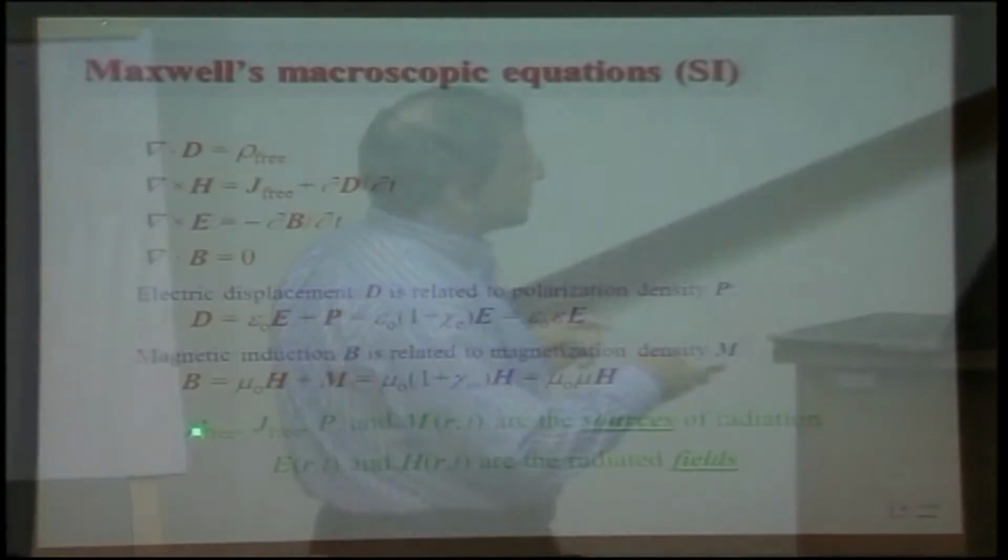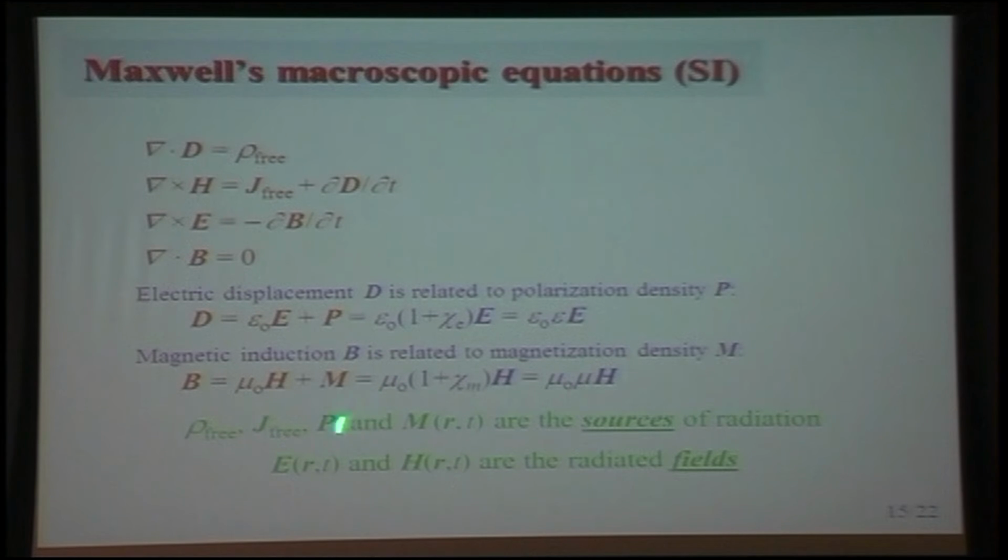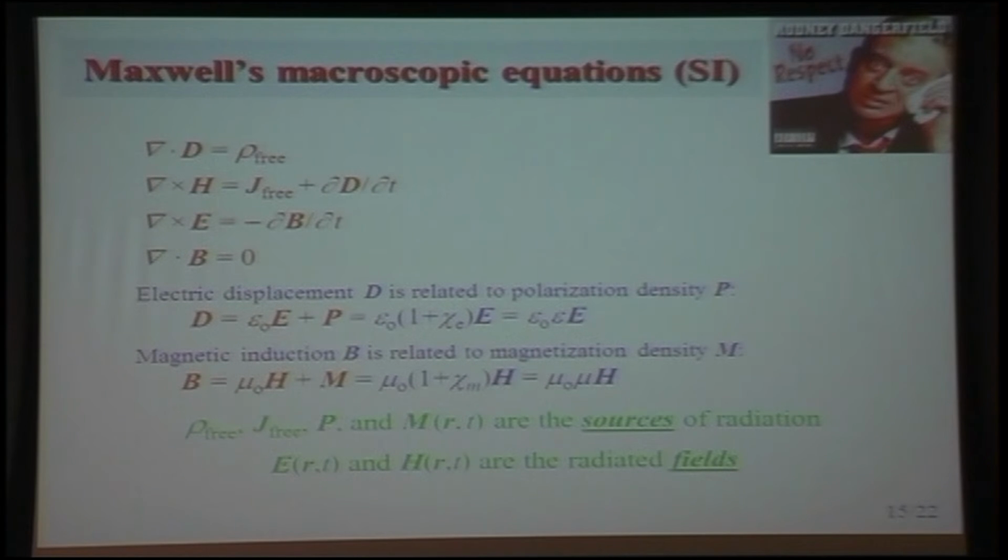So D and B are defined here. And so in electromagnetic theory, according to the macroscopic equations, we have four sources: free charge, free current, polarization, and magnetization. And these sources give rise to the electromagnetic fields, E and H. I tell my students that these equations are the Rodney Dangerfield of classical physics because they don't get enough respect.